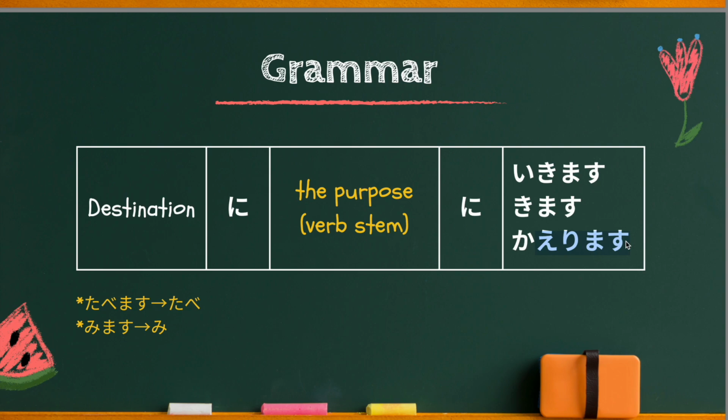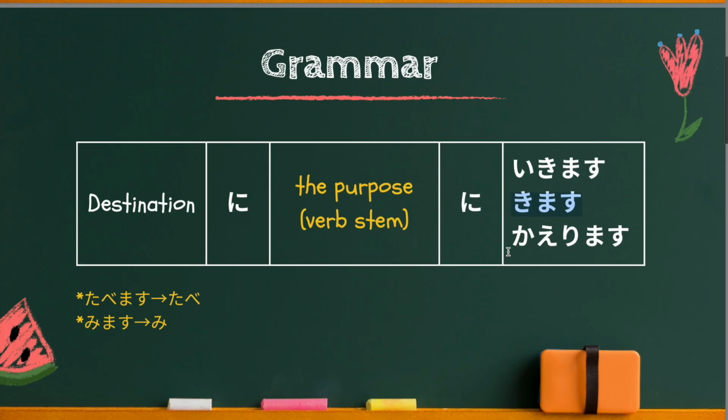If, for example, my friend came to my house to watch a movie together, then my friend came. The verb is to come. In that case, you have to use 来ます instead.